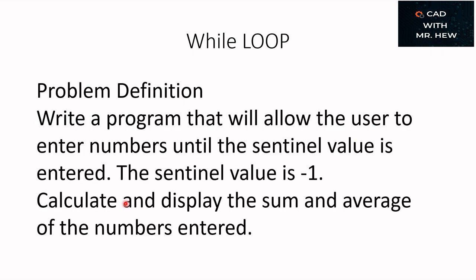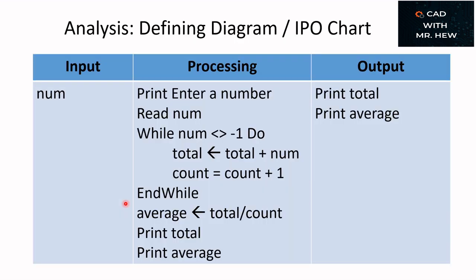So let us look now at a programming example. So the while loop. So the problem definition. Write a program that will allow the user to enter numbers until the sentinel value is entered. The sentinel value for today's video or program is -1. Then the program will calculate and display the sum and average of the numbers entered.